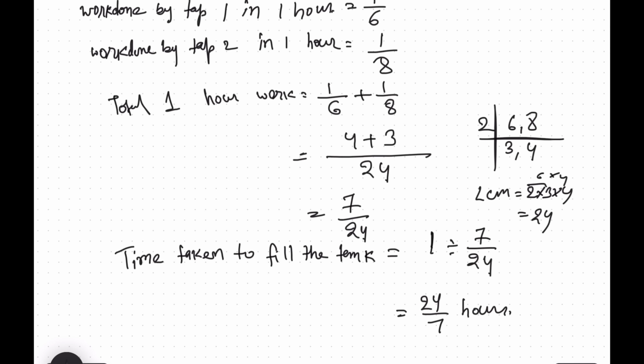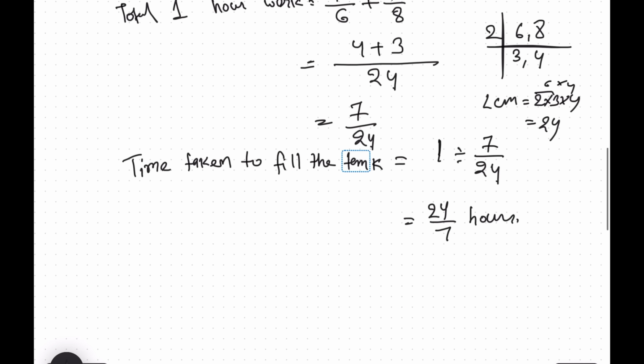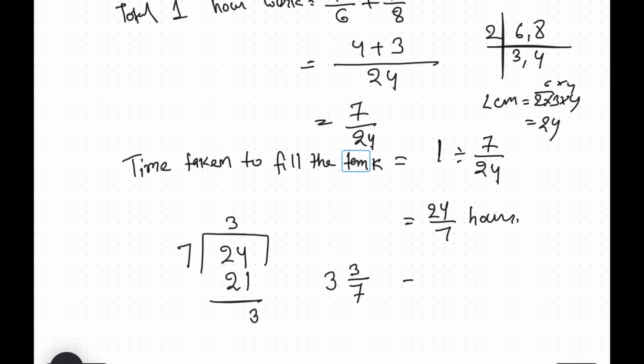Now we can convert this into hours and minutes. How do we do that? We'll divide by 24. 7 times 3 is 21, right? What's the remainder? 3, correct? So how can we write that? 3 whole 3 by 7, correct? 3 whole 3 by 7.